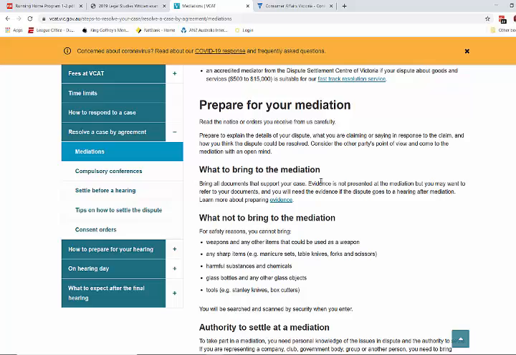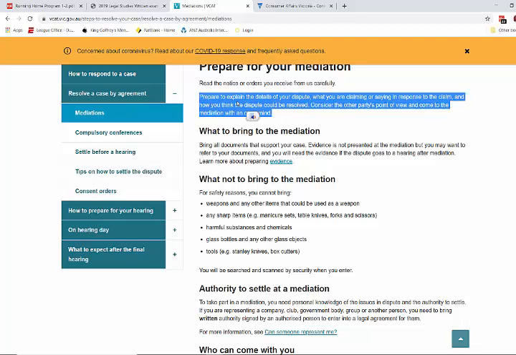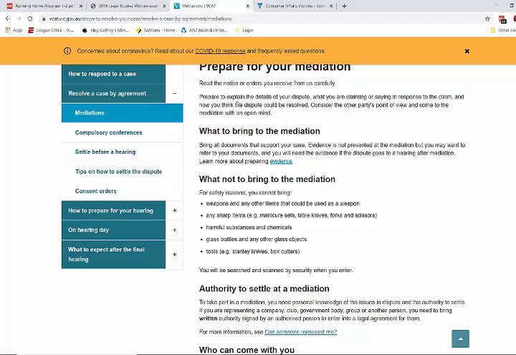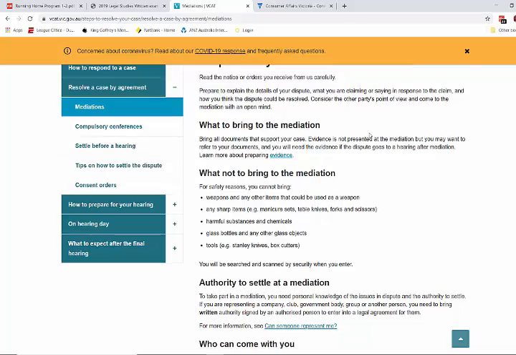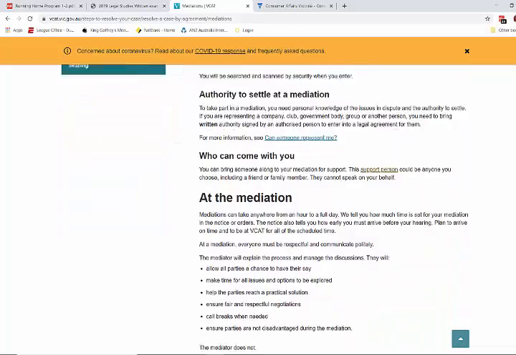So what do you need to bring to mediation? Documents, etc. You can prepare how you're going to, or what you're going to say. Consider the other party's point of view. Don't bring any weapons.